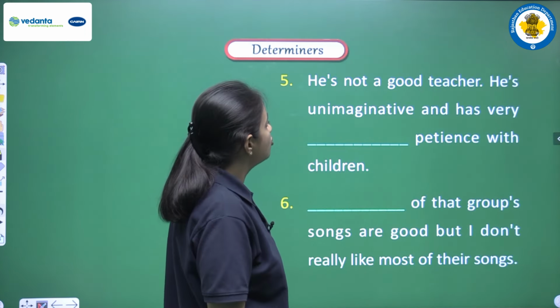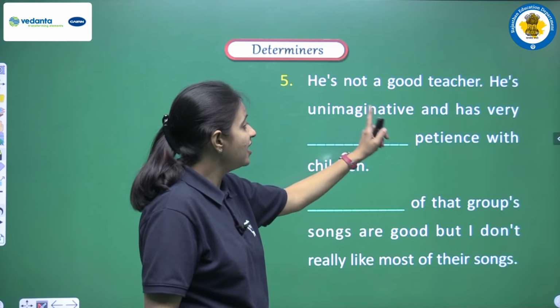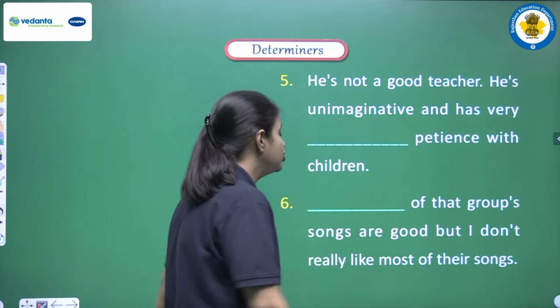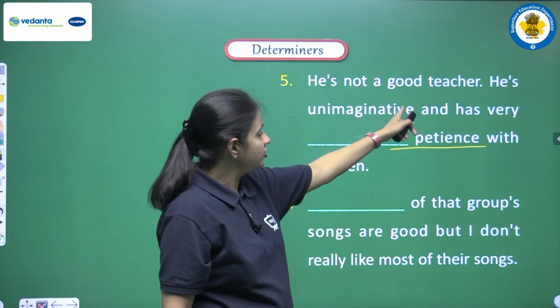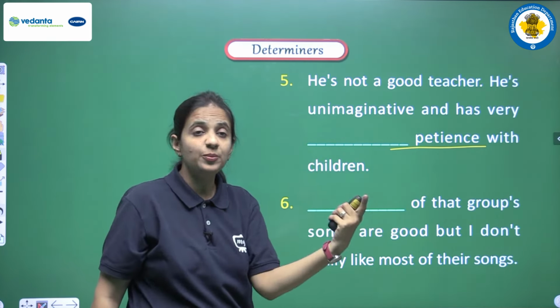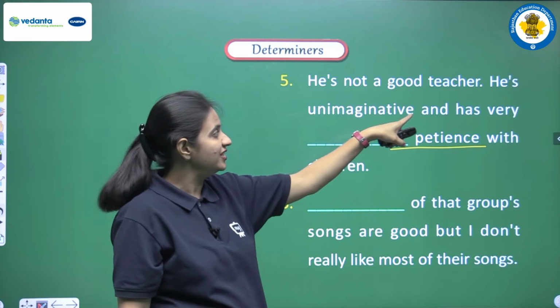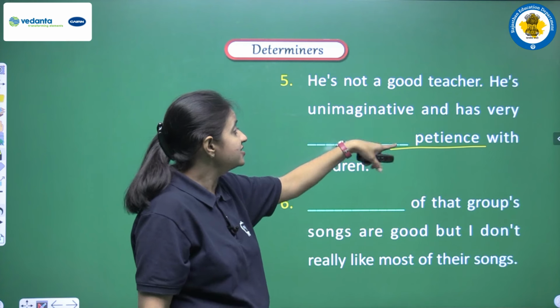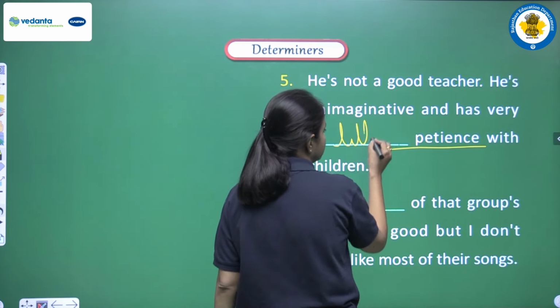Next is: he is not a good teacher. He is unimaginative and has a very patience with children. Patience is an uncountable noun, and here we are trying to say a negative meaning, because we are saying that he is not a good teacher. Why is he not a good teacher? We are telling the reasons. He is unimaginative and has very little patience.